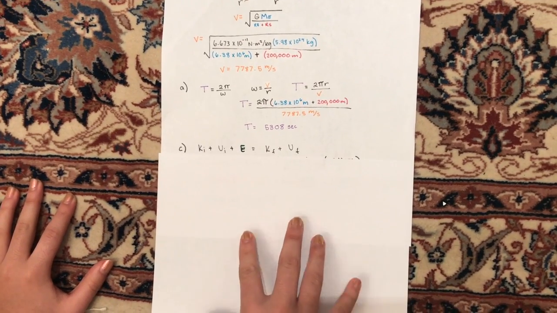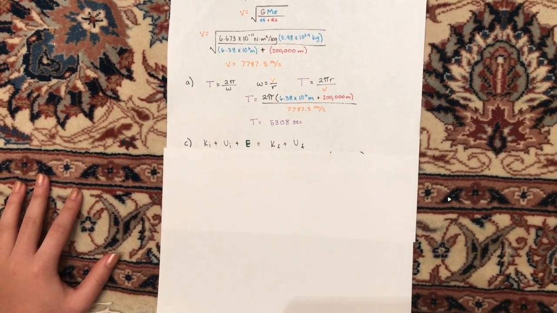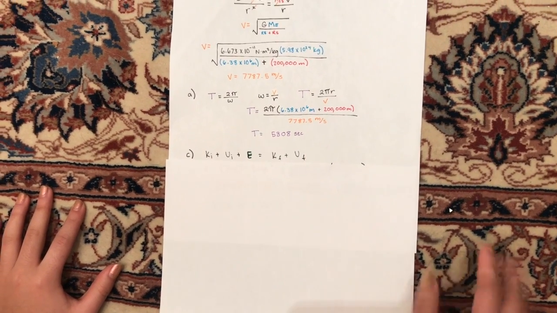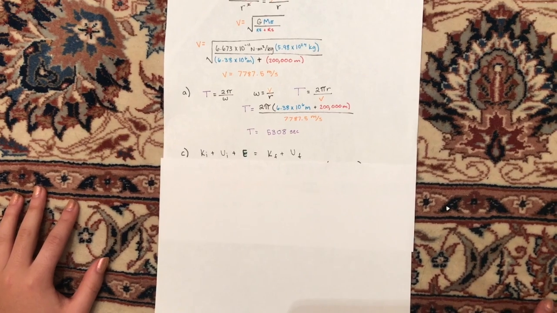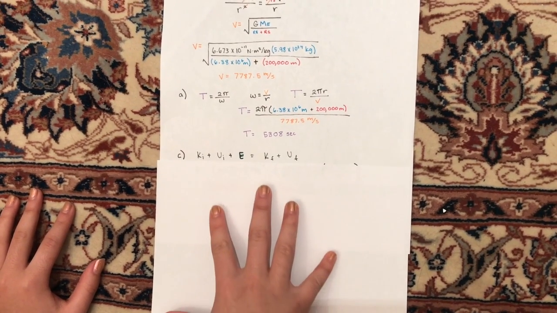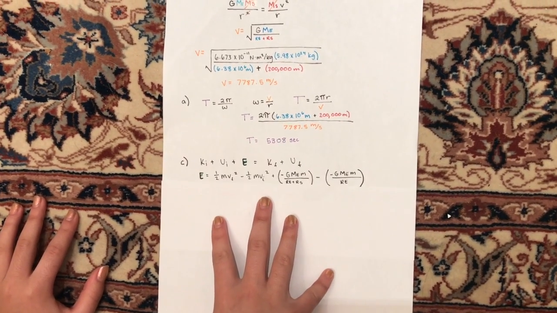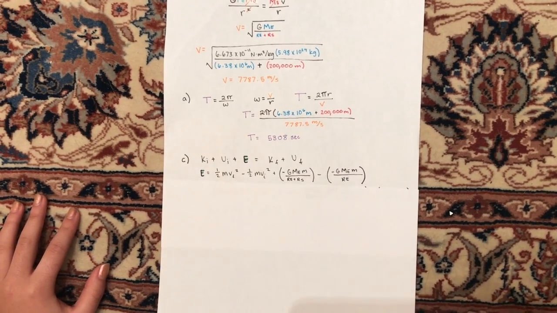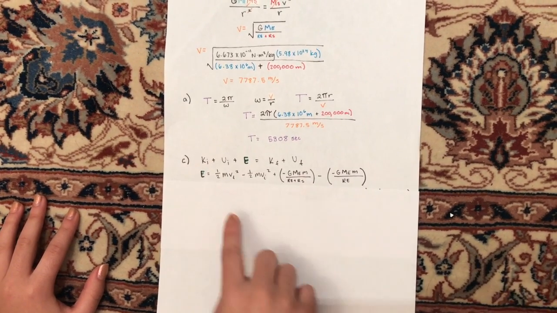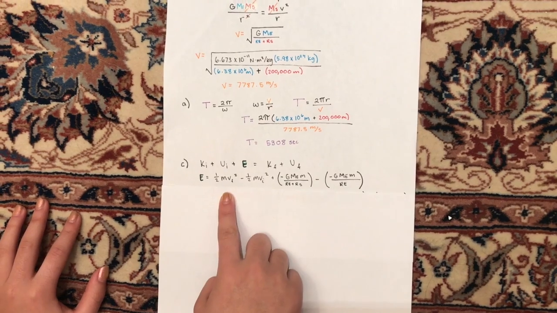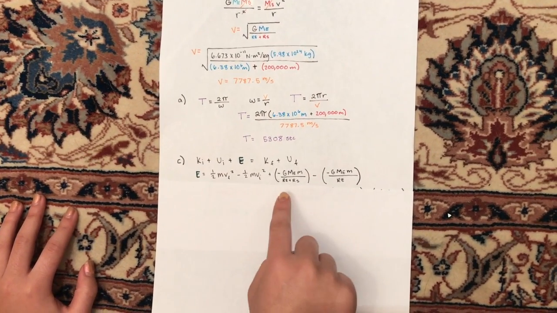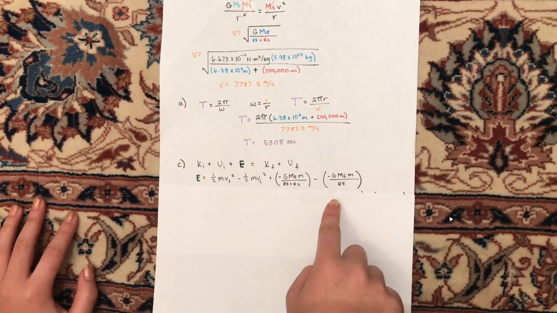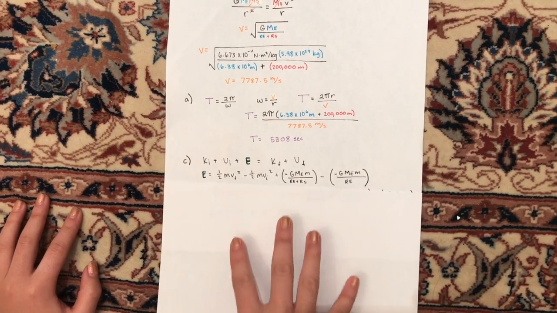So for part C, we need to find the energy input to place the satellite into orbit. So we just take the initial kinetic energy, the initial potential energy, and the energy input, and that's going to equal the kinetic energy final and then the potential energy final. So I rearranged the equation to get E by itself: E equals kinetic energy final minus kinetic energy initial, plus potential energy final minus potential energy initial.